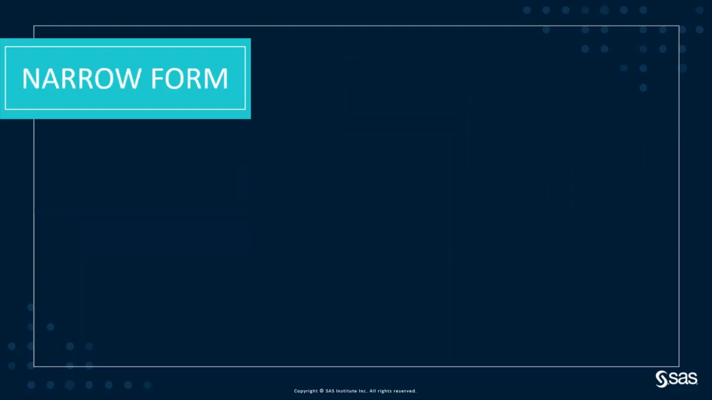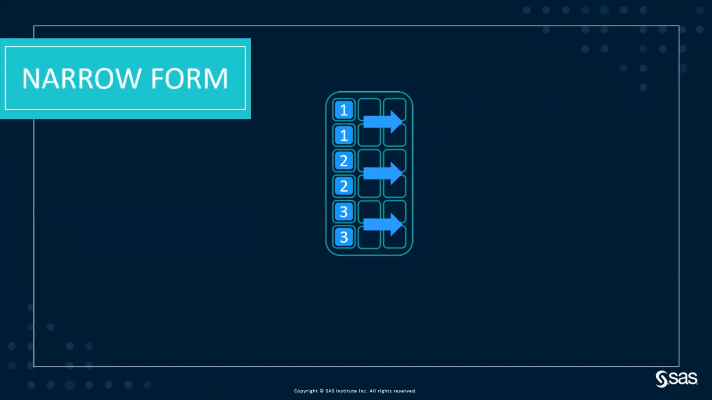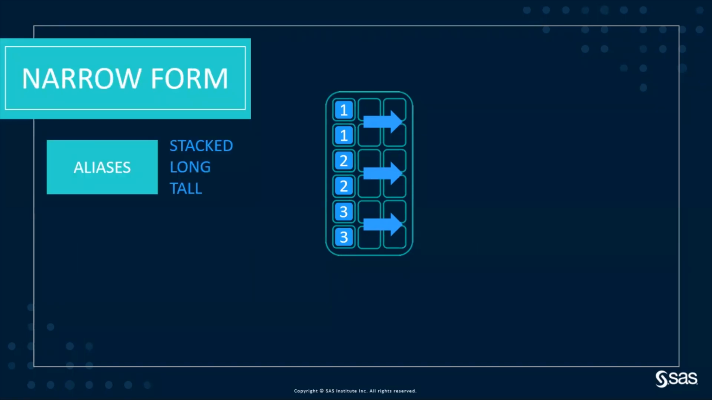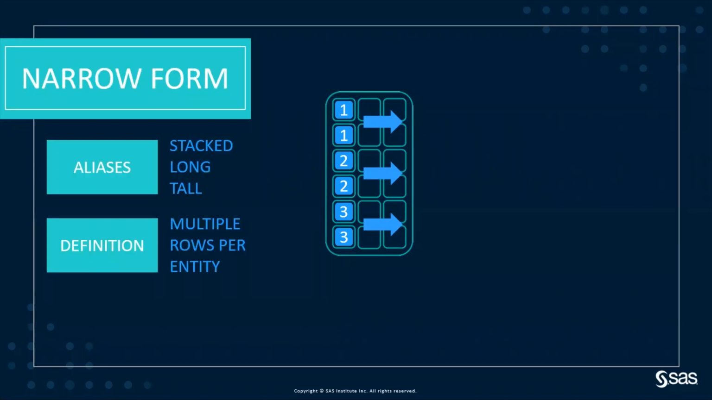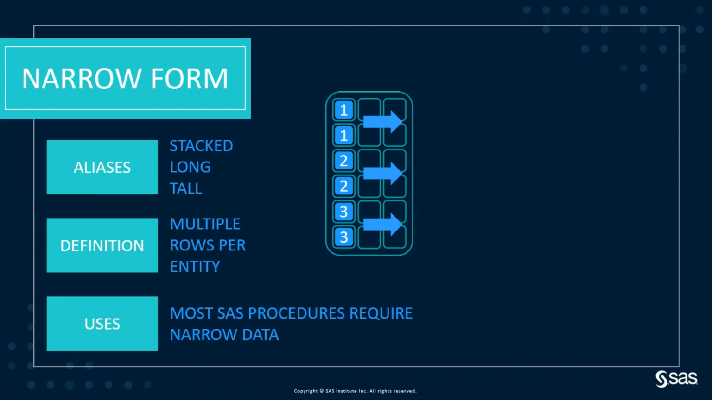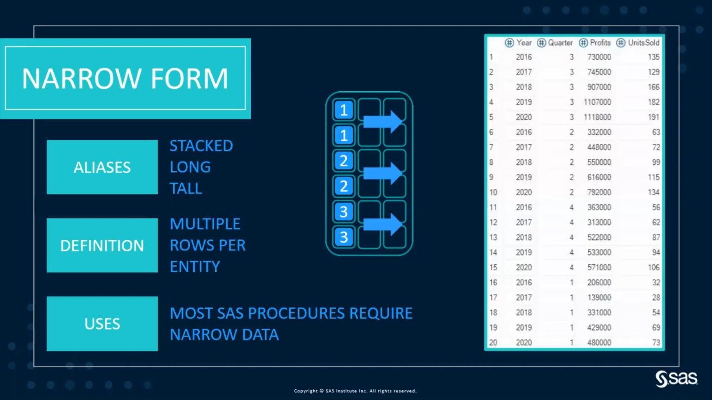On the flip side, we have the narrow data, also known as stacked, long, or tall data. In this form, the table contains multiple rows per entity. This is typically the preferred form for most SAS procedures. But as we'll see in this video, that is not always the case. Looking at AC sales in the narrow form, we can see that there are 5 rows per quarter, 1 for each year. Then we've got our 2 measures, profits and units sold, as our columns.